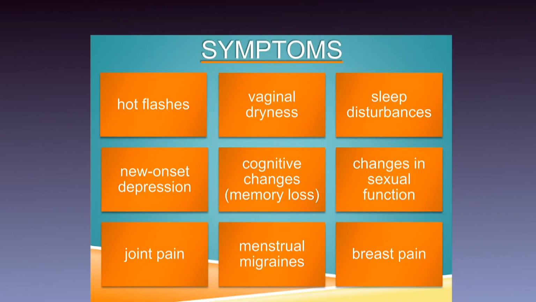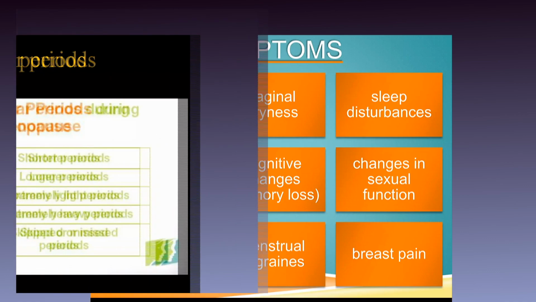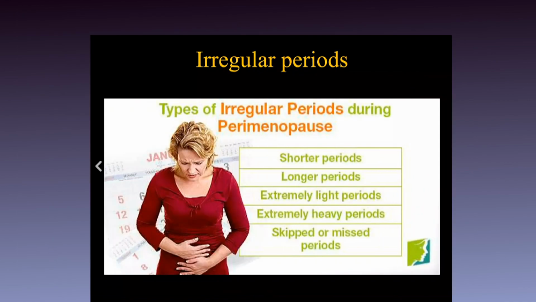Next we can discuss a few symptoms of menopause. The symptoms are hot flashes, vaginal dryness, sleep disturbances, new onset of depression, cognitive changes especially memory loss, changes in sexual function, joint pain, menstrual migraines and breast pains. Usually in the perimenopausal phase, the woman can experience irregular periods. These irregular periods are shorter periods, longer periods, extremely light periods, extremely heavy periods, and skipped or missed periods. These are the symptoms of the perimenopausal stage.